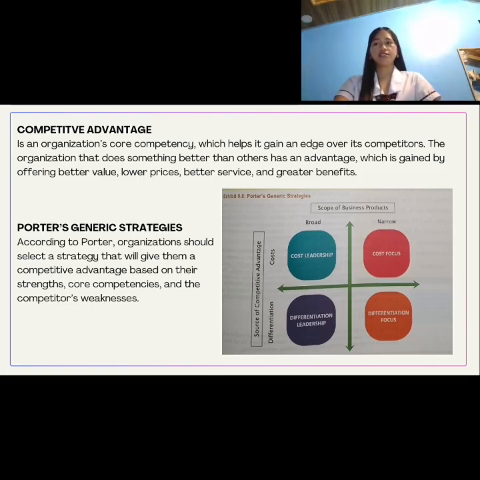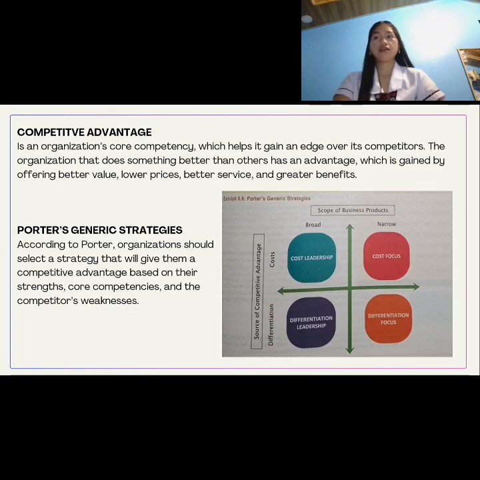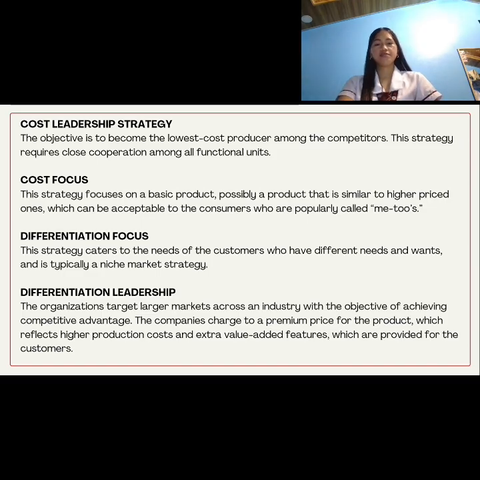Porter's generic strategies. According to Porter, organizations should select a strategy that will give them a competitive advantage based on their strengths, core competencies, and the competitors' weaknesses. So there are 4 Porter's generic strategies. First is the cost leadership strategy. Ang goal ani nga strategy kay ang company mamahimong lowest cost producer sa industry. By keeping cost low, maka-offer ang company og more affordable prices and maka-attract pagdaghang customers.